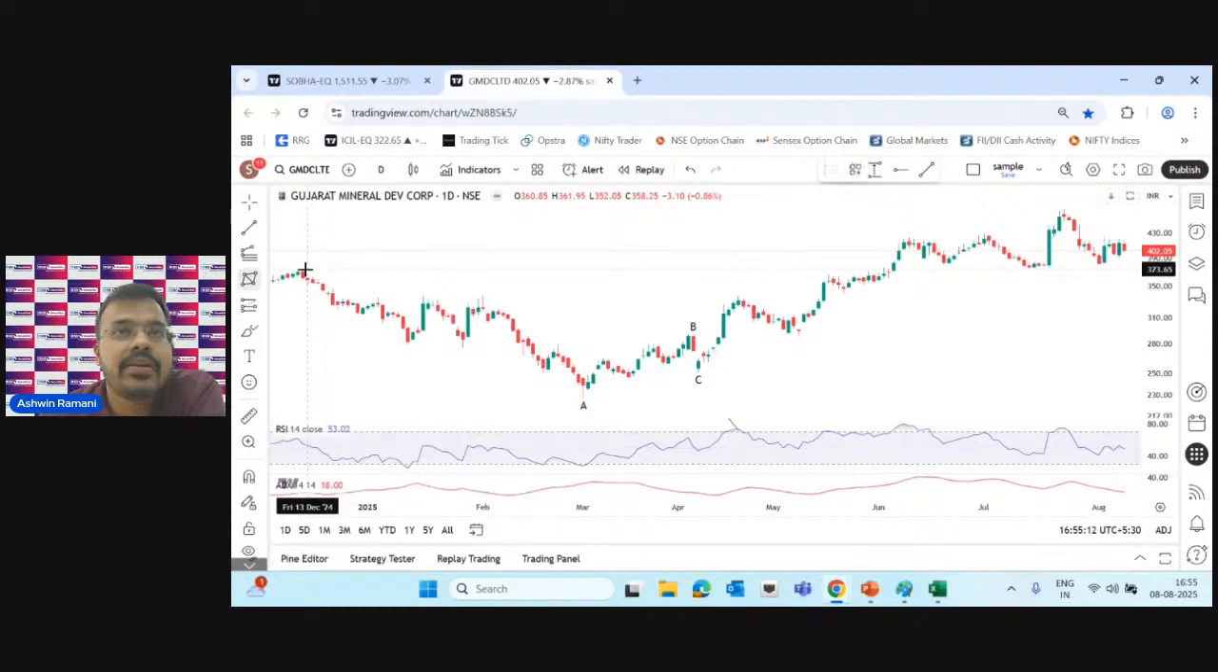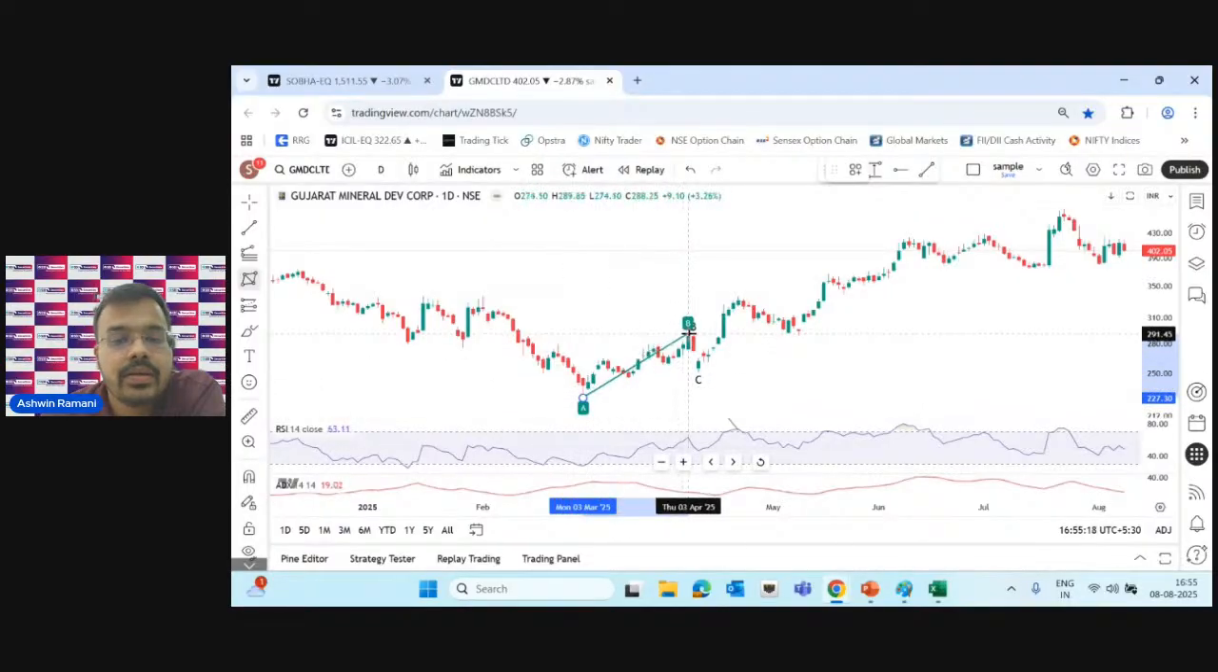Click on ABCD pattern. Start with A, go to B, go to C. Your C is somewhere around 0.619. एंड आपको ये जो डी पॉइंट कहाँ पे रखना है पता है? Can you tell me ये डी पॉइंट कहाँ पे रखूं? ये डी पॉइंट मुझे रखना पड़ेगा 1.618 पर.